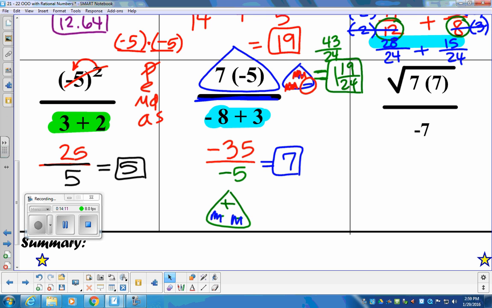Good job, guys. Hang in there. We have one more problem. It has a square root in it. One more problem with the square root.